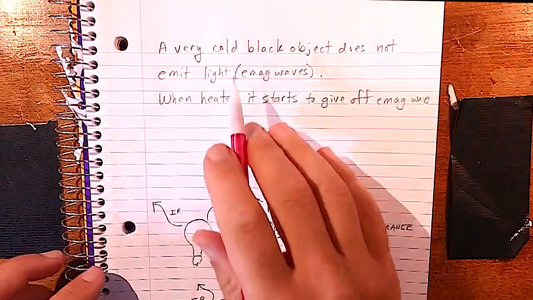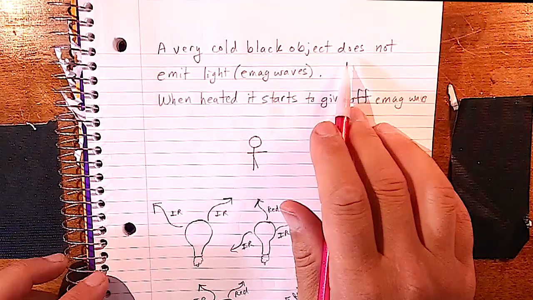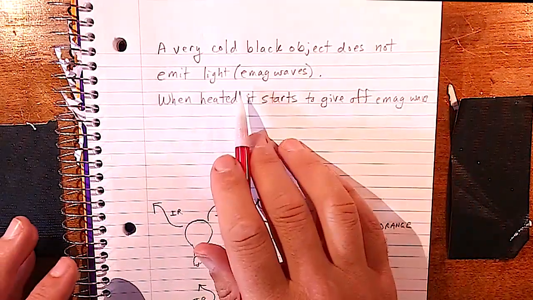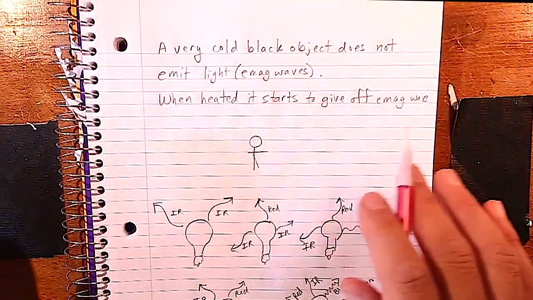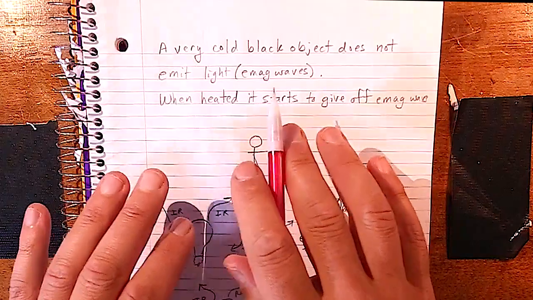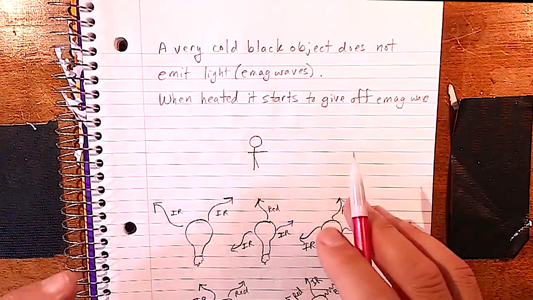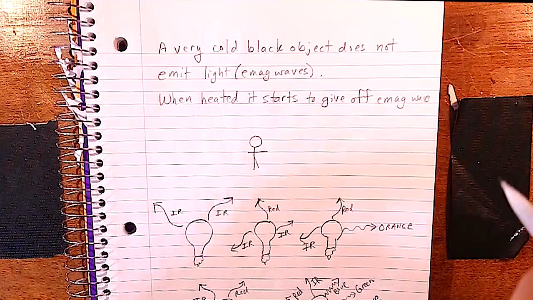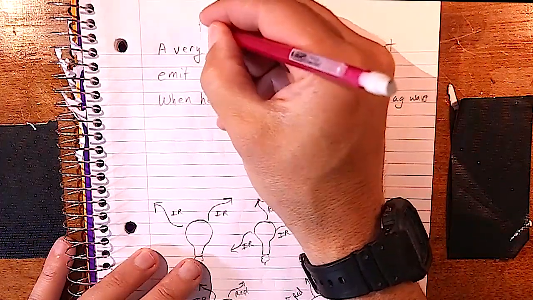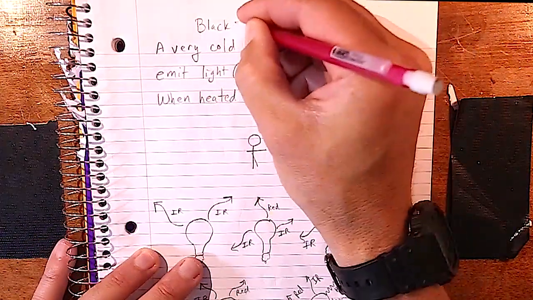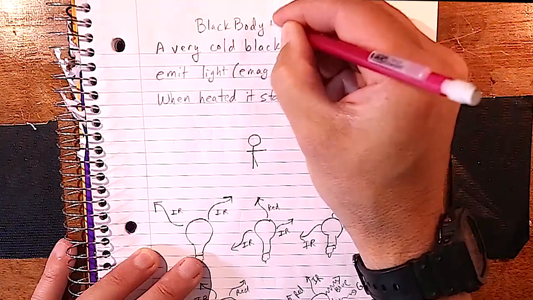So if we take a very cold black object, it will not emit any light. Now, when we say light, we're talking about all electromagnetic waves. So ultraviolet, infrared, gamma, the works. So by a very cold black object, we could think of the coils inside of an oven. Those coils are going to be enclosed. They're going to be black. They're not emitting any heat. So therefore, this object is called a black body. So this is going to be the idea of black body radiation.